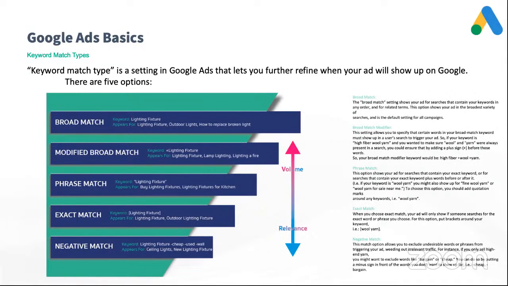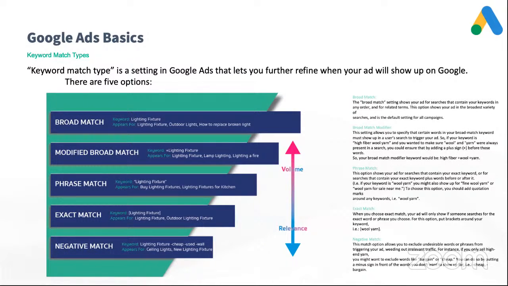Then the exact match, it's got the square brackets on the other side. So if anybody's looking for those two words, lighting fixture specifically, it will present your ad to them only. So it won't go to somebody that's looking for outdoor lights or somebody that's looking for a lamp lighting. They won't see the ad if you've got the square brackets around lighting fixture.